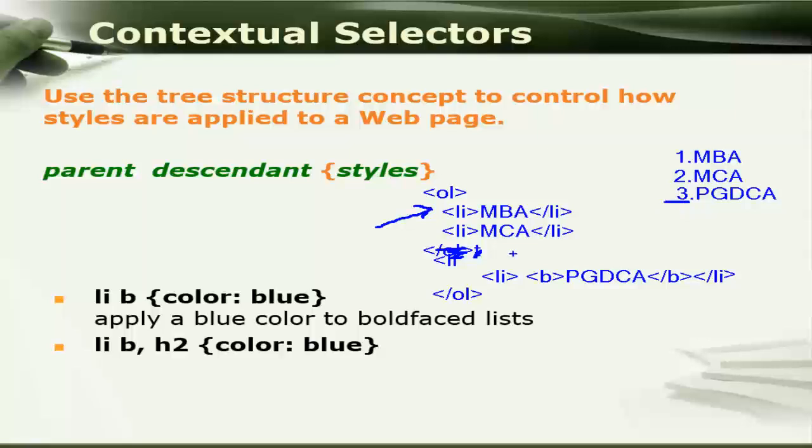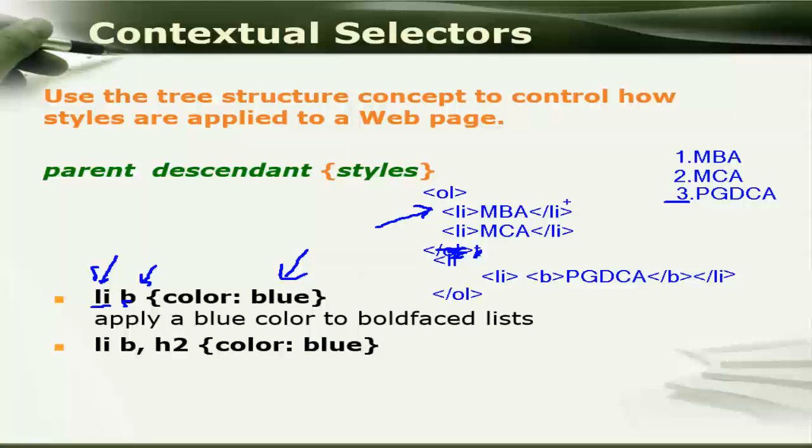Now, I want to apply a color only for PGDCA. Now, how do I do that? I will say that a list element somewhere has B inside it. If you find a B inside li, then apply this color. That's the meaning of it. So B must be inside li.